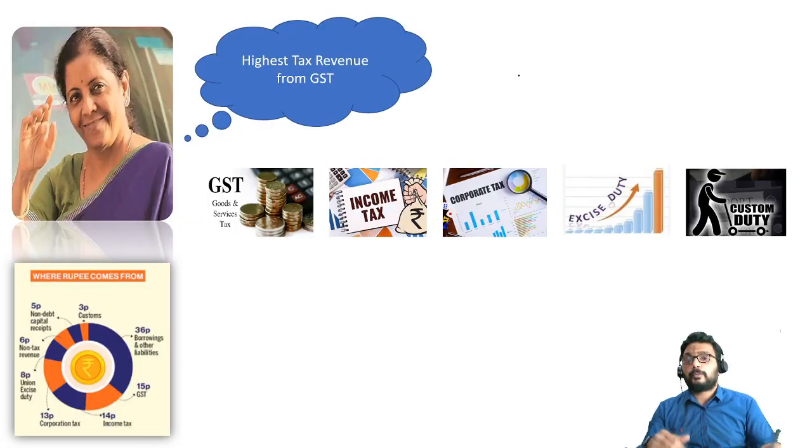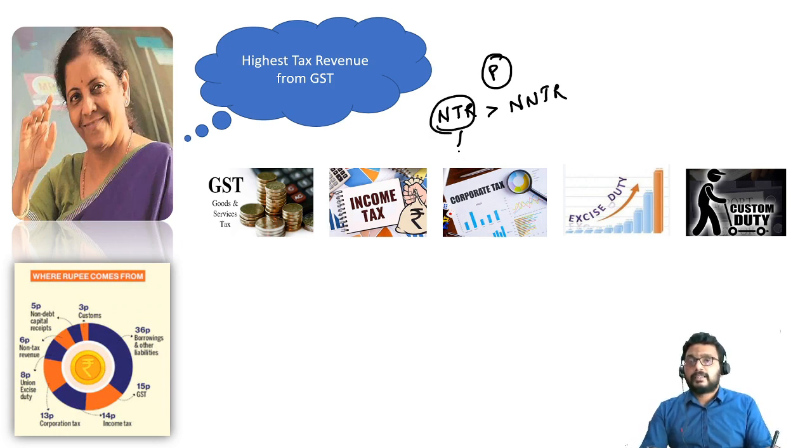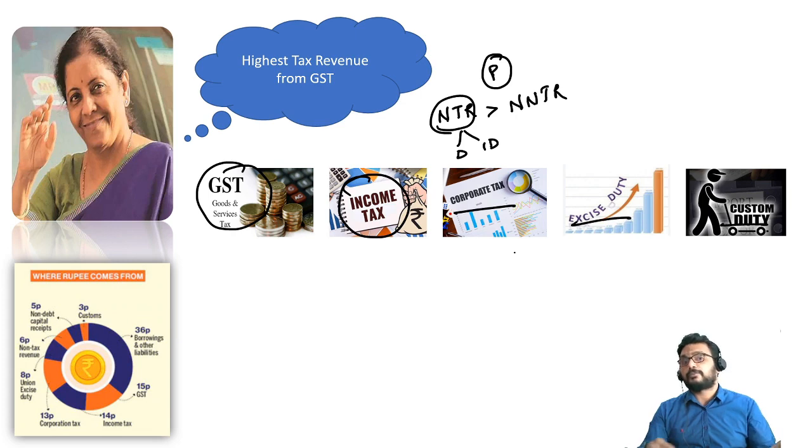So this could be your preliminary question. First, the government's net tax revenue is very high compared to net non-tax revenue. And in net tax revenue, that is the direct taxes and the indirect taxes together, the government earns majorly from GST. Next come income tax, corporate taxes, excise duty, and customs duty.